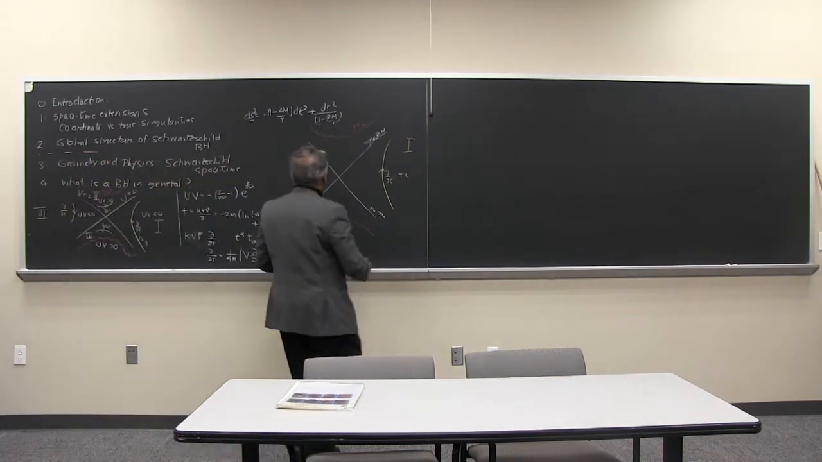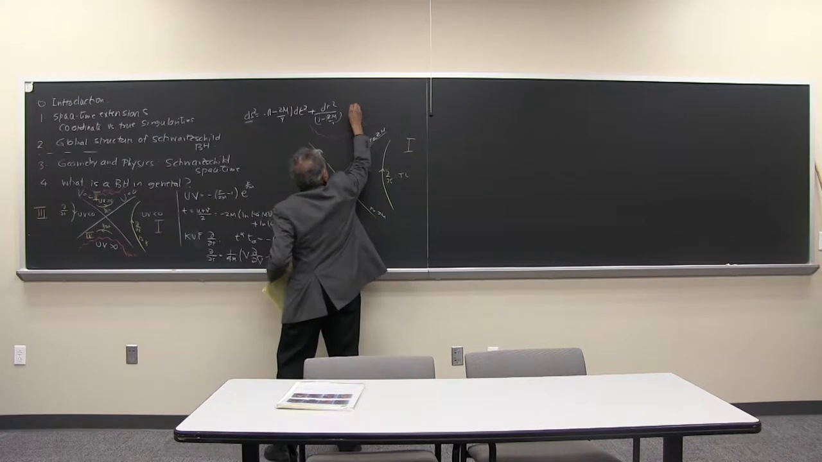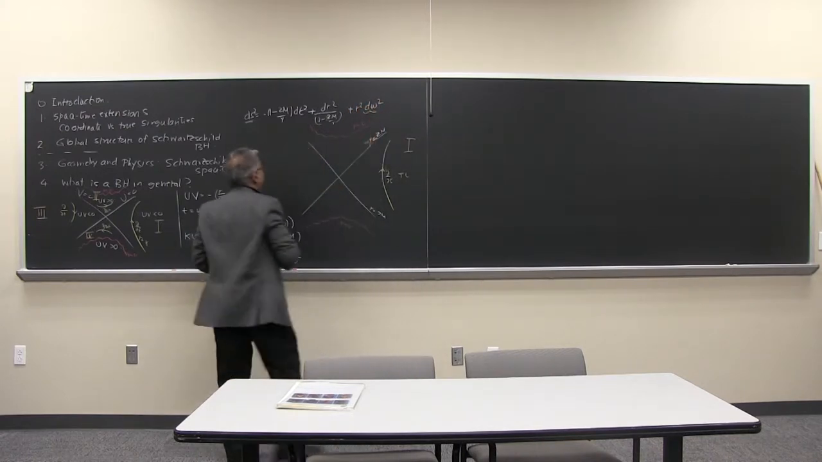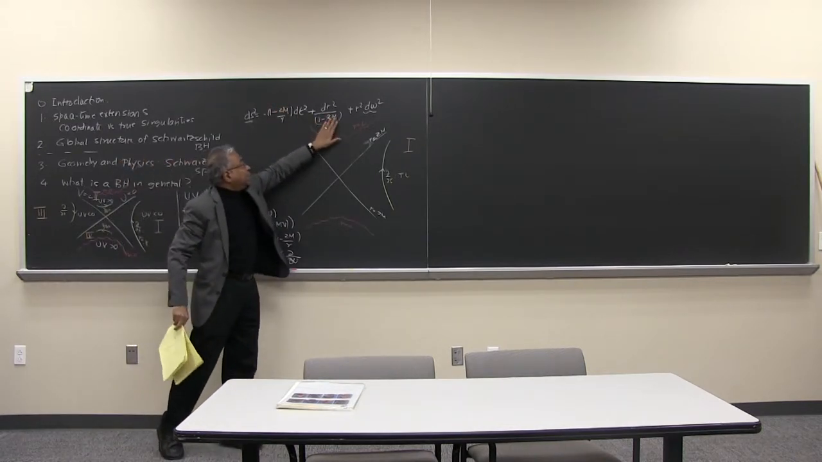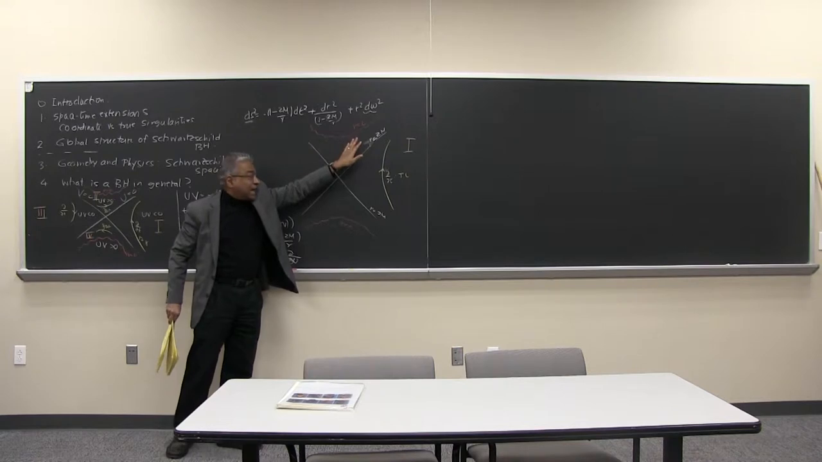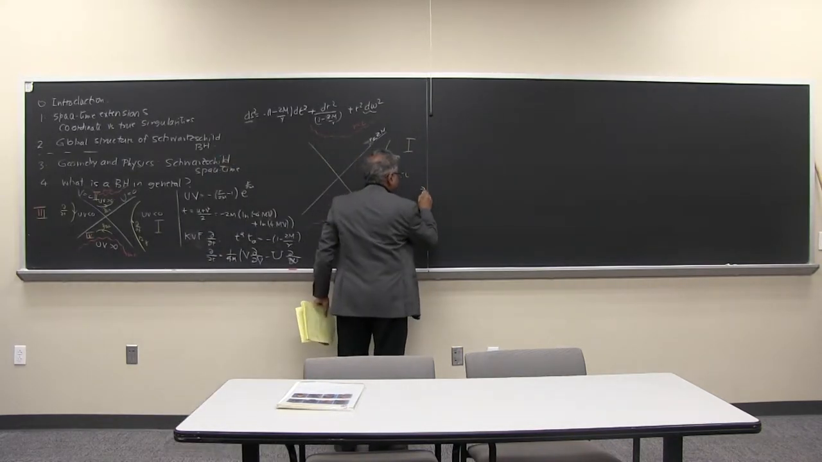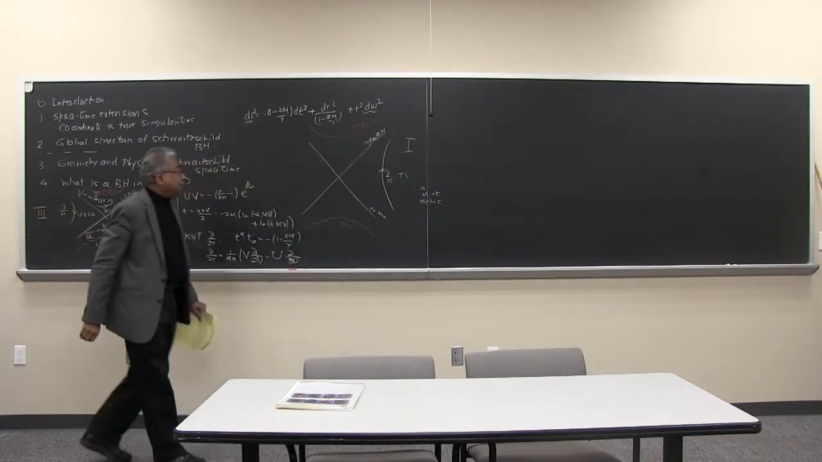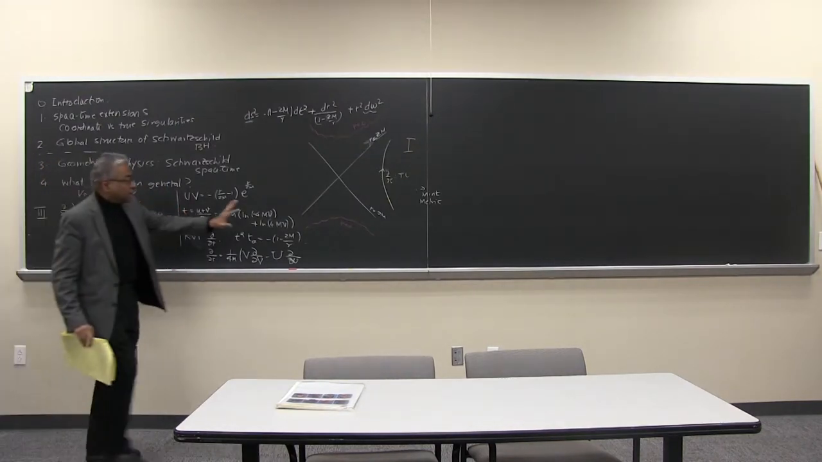As r goes to infinity, maybe I should write down the full metric just for completeness. So this is the angular part up here. As r goes to infinity, clearly these terms become negligible, and therefore the metric looks like the Minkowski metric. So this is no problem. If you go up here in this direction, the metric tends to the Minkowski metric. Therefore, this space-time is clearly asymptotically flat. There's no problem about that.